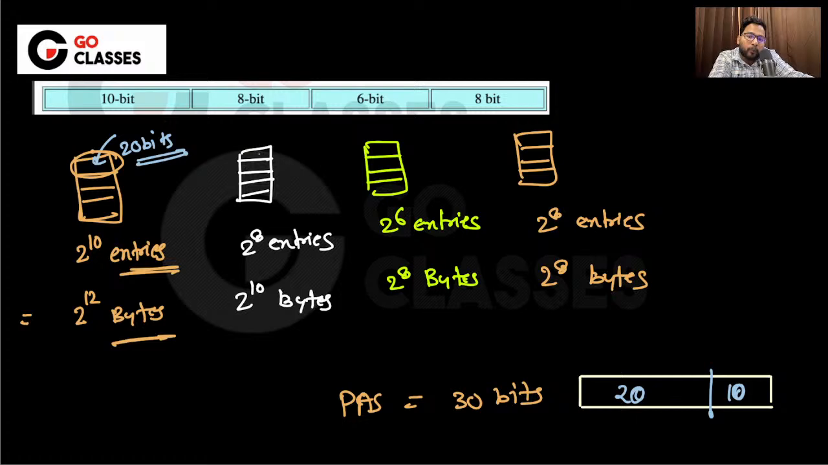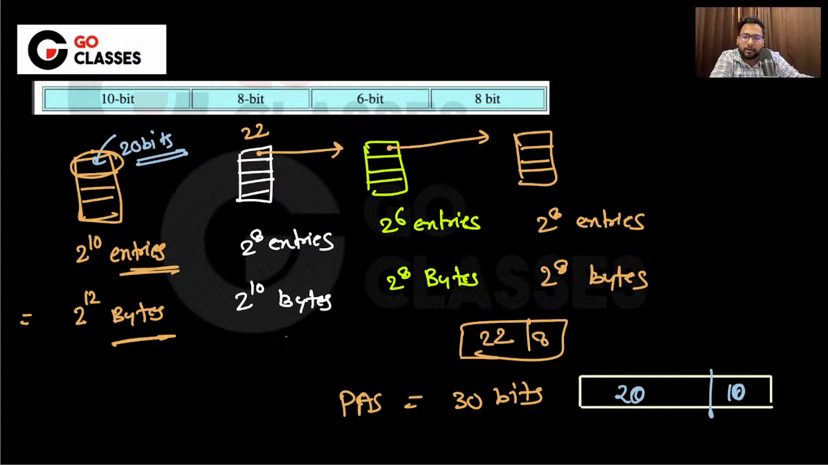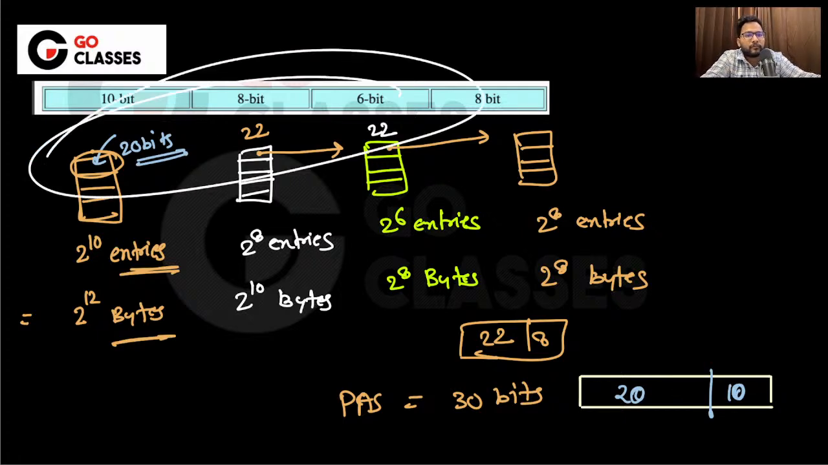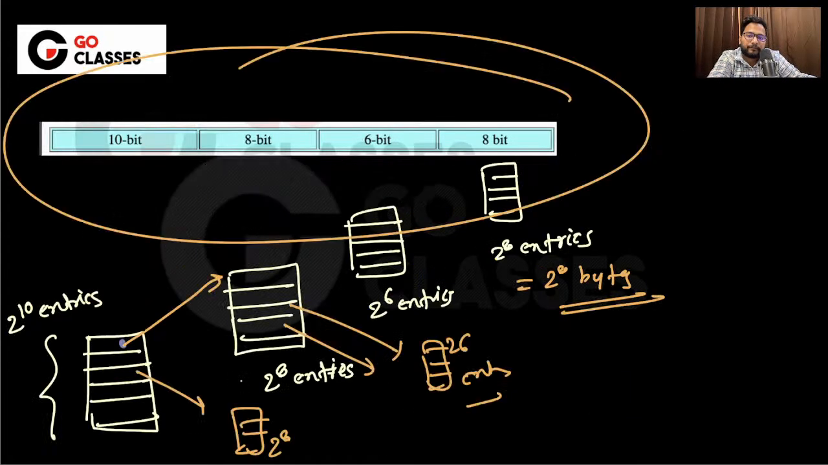Now similarly, you want to point to this. This is 2 power 8 bytes. So you will be dividing into 8, and then the remaining will be 22. So basically it will be storing 22 bits. Now you will be storing this 2 power 8 bytes. So again, you will be dividing into 8 and 22, so this will be storing 22. So 20, 22 and 22 is the final answer here. Let me know if you have understood or not. So 20, 22 and 22 is the final answer.